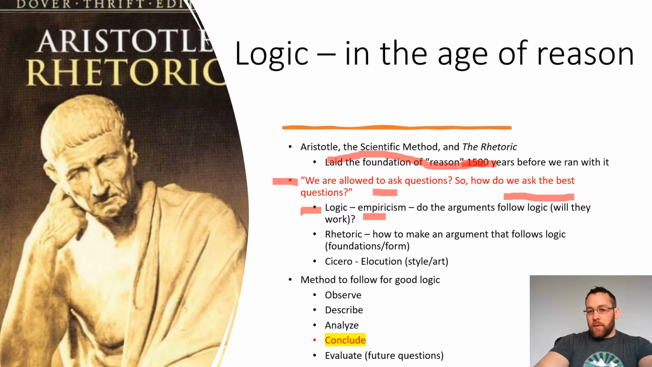So Aristotle gives us sort of the foundation and form for how to argue, like here's how you should lay out a good argument. Cicero comes in a little bit later, and Cicero says there's more to argumentation than just having a good, sound, wonky argument. You also need to have style and art and charisma.